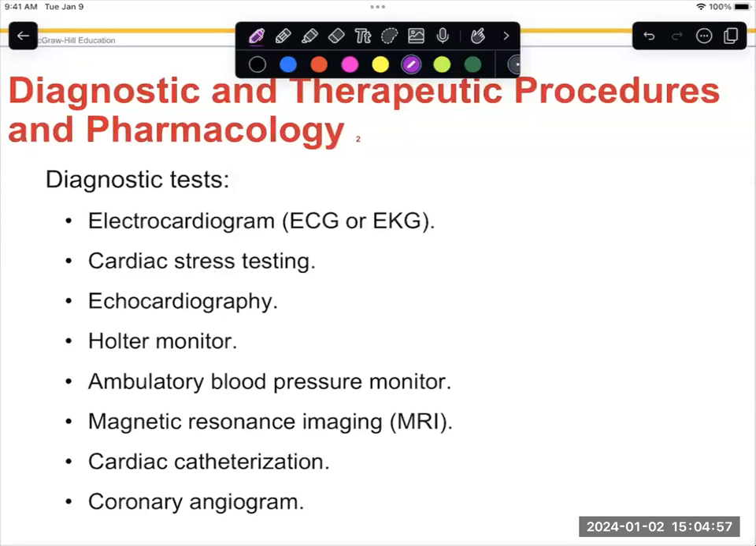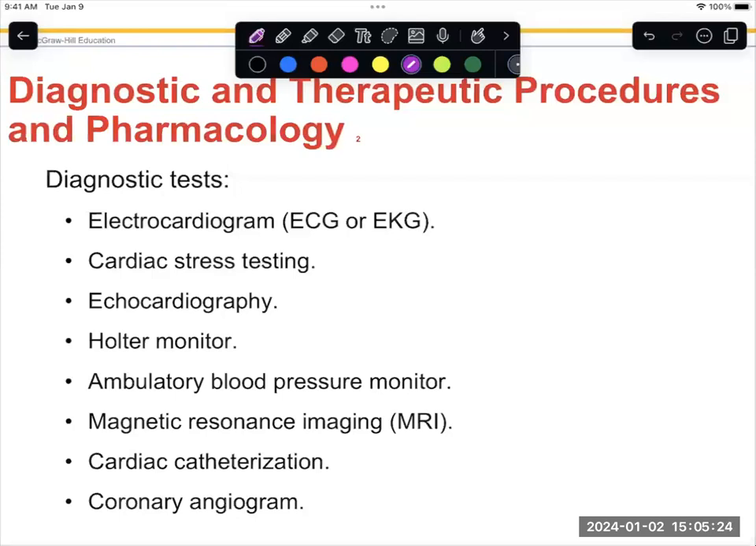Magnetic resonance imaging, with the heart, can provide detailed images of the heart and identify sections of cardiac muscle that are not receiving enough blood. Cardiac catheterization detects patterns of pressure and blood flow in the heart.